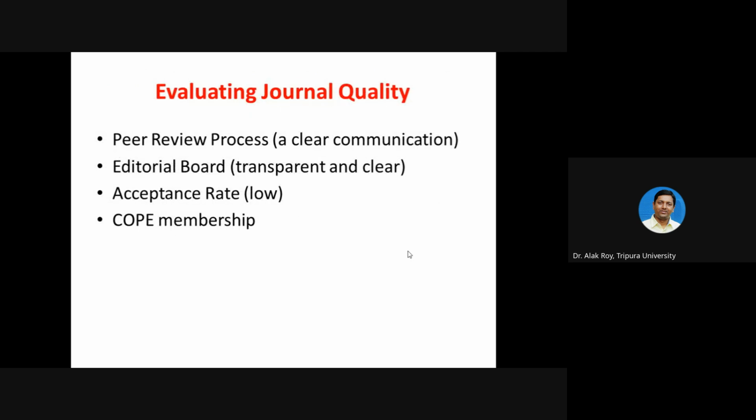Now, after that, what you should check? Peer review process, whether it is clearly communicated or not. In fact, good journals, after you submit, if it goes to peer review, send you a dedicated link. On that link you can see which stage your paper is at: under review, awaiting editorial assistance, awaiting recommendation.